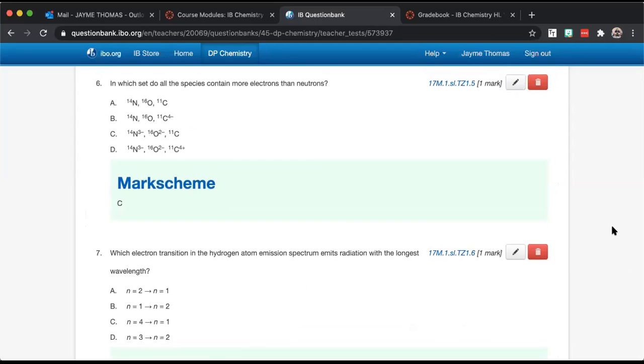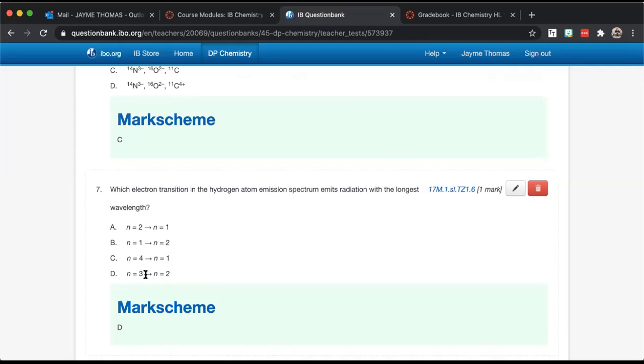Oh, okay, here's a good one. This is from today. Which electron transition, oh, we're about to be out of time, emits radiation with the longest wavelength? So emitting means we're going from the higher level to the lower level. So that means that B is out, because that's going from low to high. And then longest wavelength would be lowest energy difference. And that's from 3 to 2, because they're closer together.